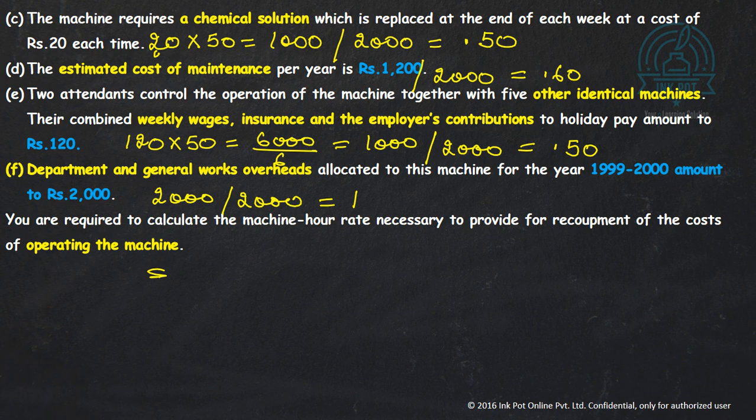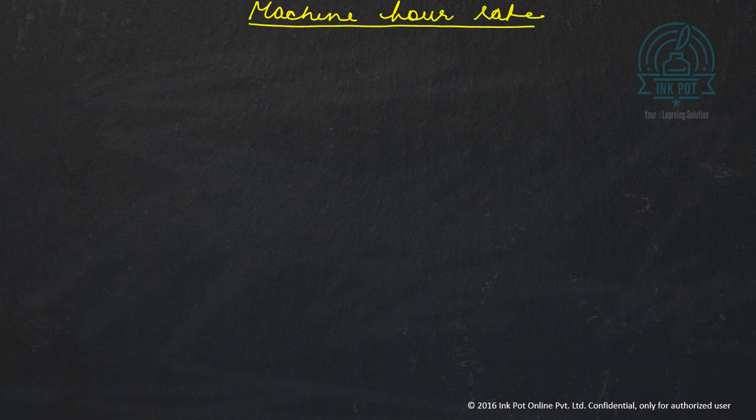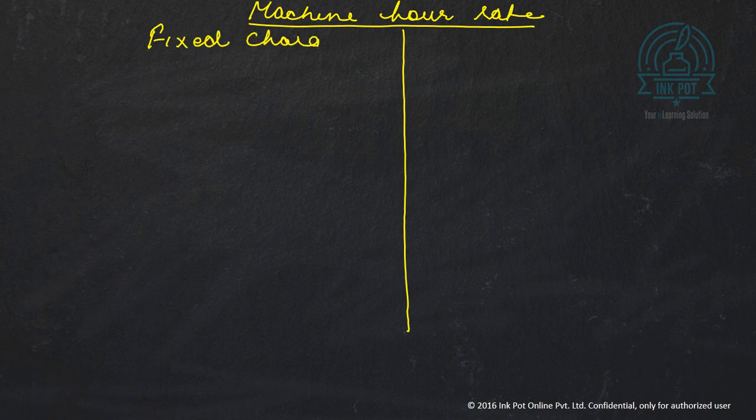Now we can prepare the machine hour rate. So machine hour rate is equal to, here we are going to write fixed charges, and the fixed charges are, and then we have running charges.